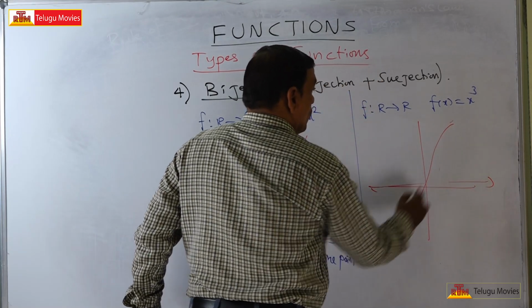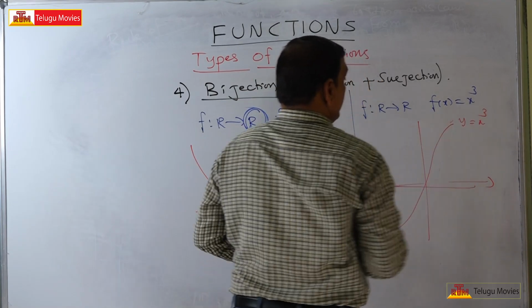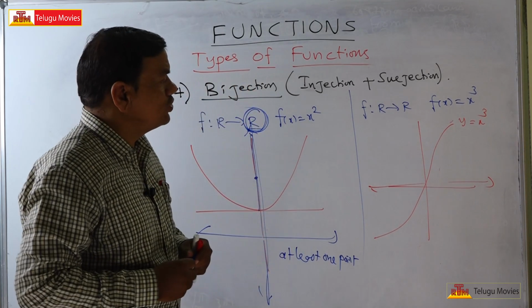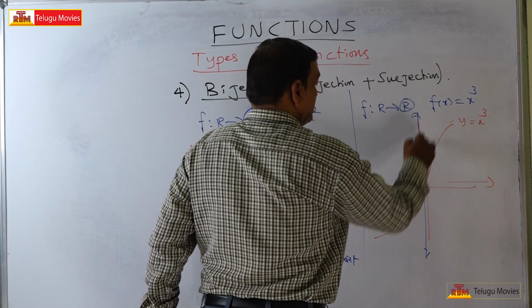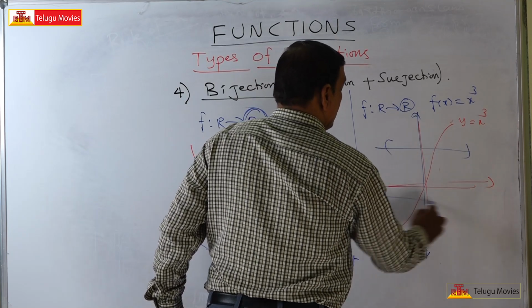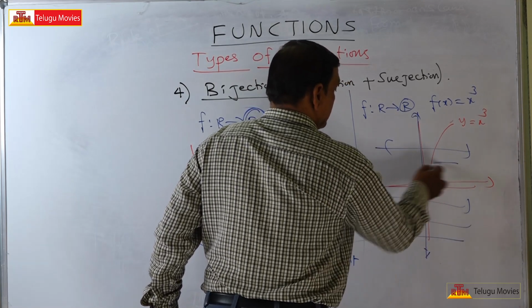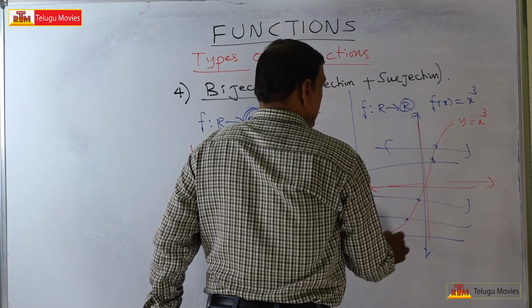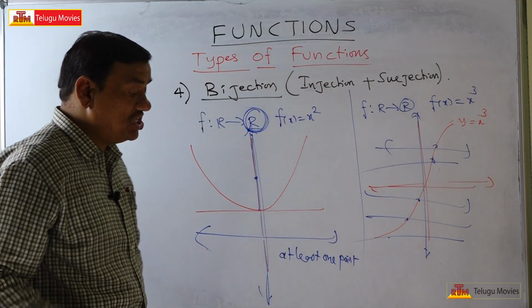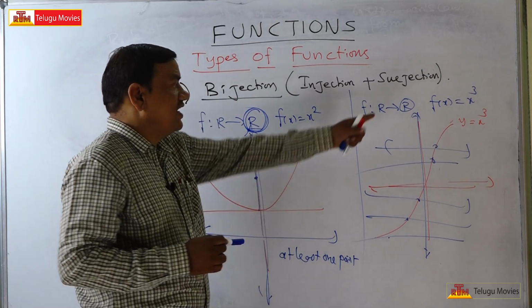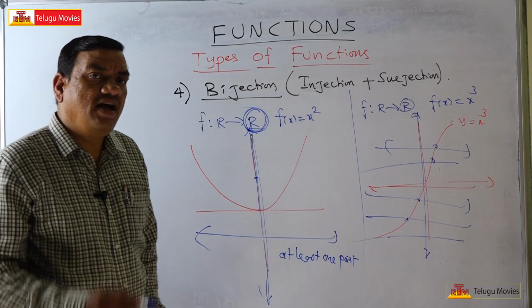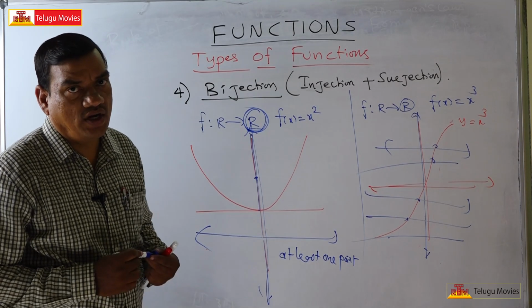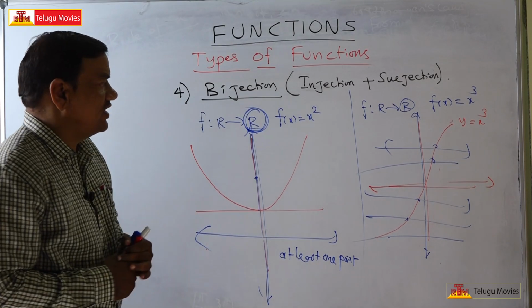Now coming to the graph, this is y is equal to x cube graph. So draw a line, that means the codomain is the set of real numbers. You draw the graph and any line parallel to the x-axis. Is it intersecting at least one point or not? If at least one point, then that function is a bijection. The thing is, we have to take the point from the codomain. I hope that you understand this concept.